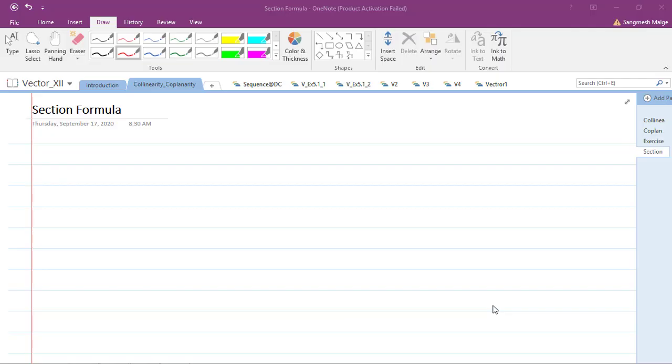Hello friends, welcome back. So after completion of exercise 5.1, let's start with the section formula. So what is this section? Suppose we have any 2 points in our space.